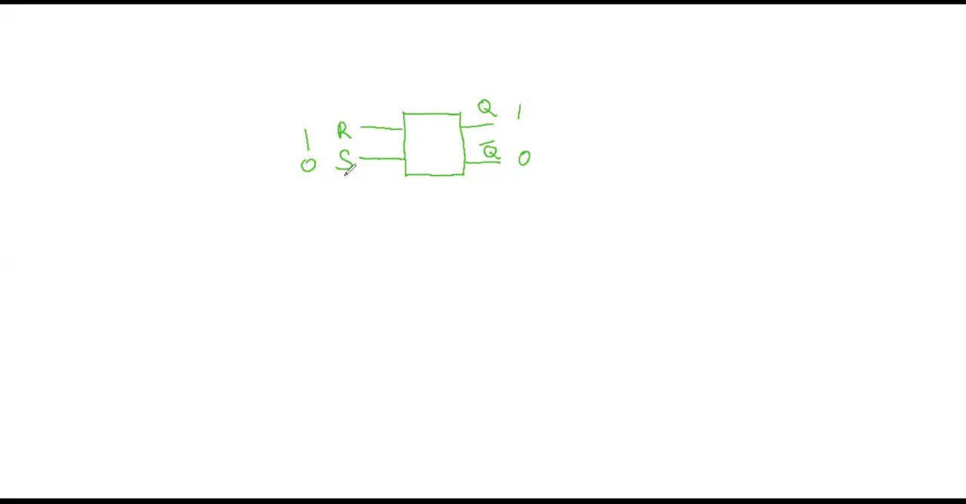I am trying to set the circuit. That's why I have applied a 0 at S, which means the output will be set, so Q will be 1. If I want to reset this, I will apply a 0 at R and a 1 at S. That means I want to reset the circuit. Reset means this 1 will be converted to 0, and naturally this 0 will become 1.